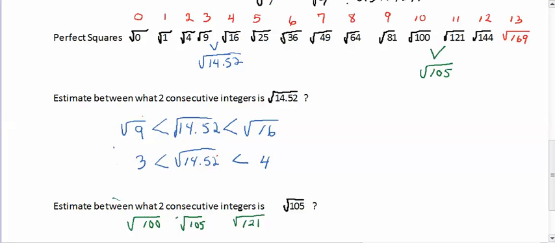So it's going to be greater than the square root of 100, but less than the square root of 121. So what integers do they lie between? It's going to lie between 10. It's going to be greater than 10, but less than 11. And that's estimating between which two consecutive integers the square root of 105 is. Okay, so that's the lesson.